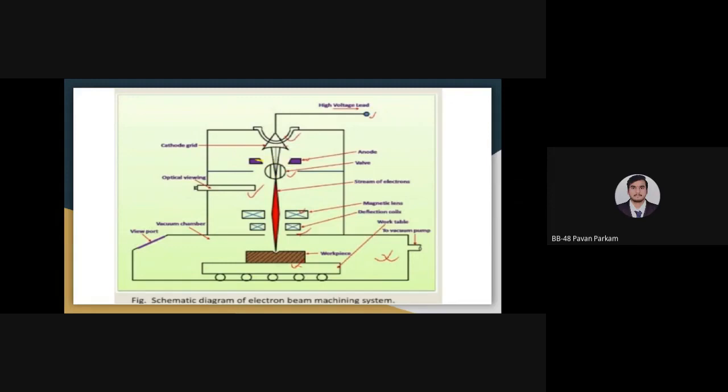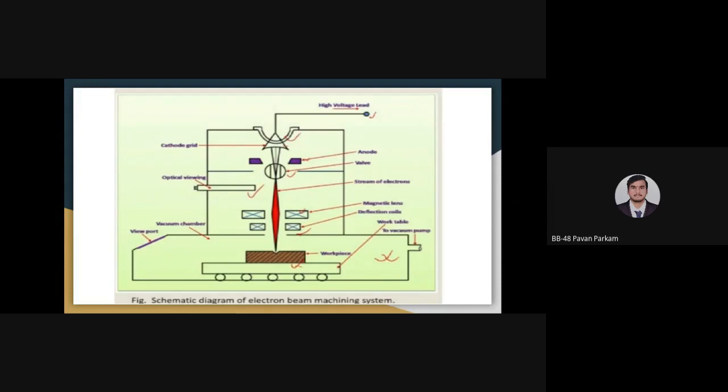So these electrons are expelled with a very high velocity, and they come towards this anode. You can see this anode. It is attracted towards the anode here. So as it is attracted towards the anode, it is also expelled by the cathode. So it generates a very high velocity. That means the electron beam contains a very high velocity.